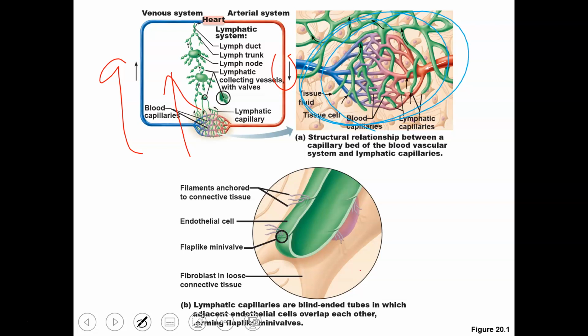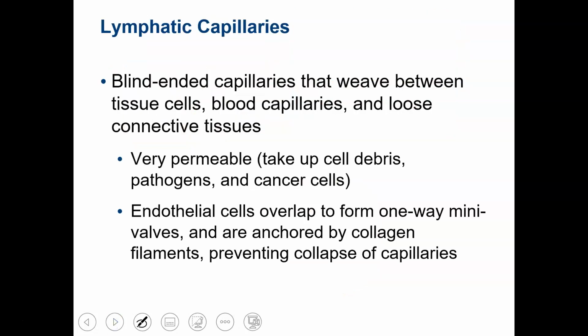It's a one-way thing. So when fluid builds up out here in the interstitial space, it pushes this little valve open, and it goes into the lymphatic vessel. As fluid accumulates in here, it pushes back on that valve, but it can't go back out. It's a one-way trip. It can't escape that lymphatic vessel.